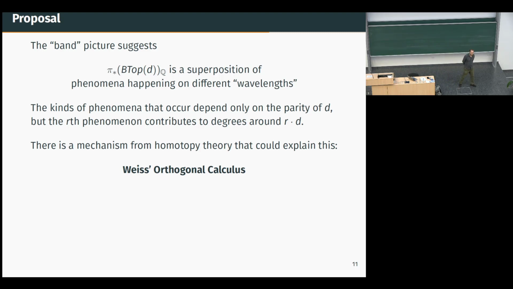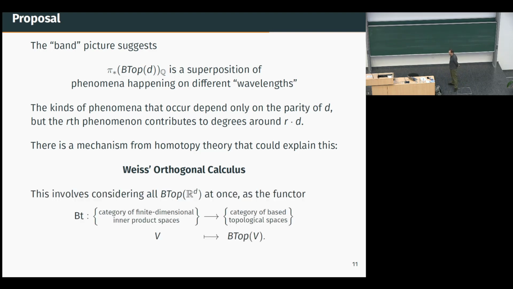It's called orthogonal calculus. And it's a little bit esoteric, but I want to explain to you some things about it. It's a calculus of functors. So we're doing calculus not with functions on the real line or something, but with functors from one category to another. And the kind of functors that it involves is functors from the category of real inner product spaces to the category of topological spaces.